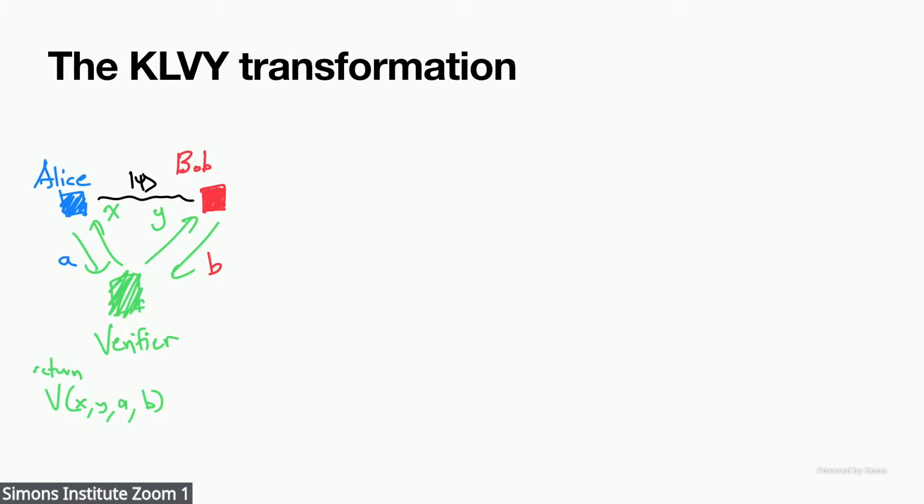So the verifier sends challenges to Alice and Bob, which I've labeled by the letters X and Y. And they respond with outcomes which are A and B. And then the verifier decides to accept or reject. We can say it's computing some function, V of X, Y, A, and B. Okay. So now, what do KLVY say to do to convert this into a single prover argument?